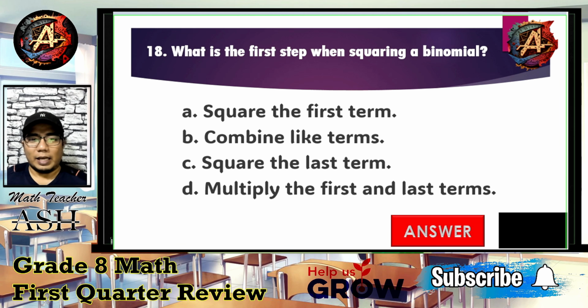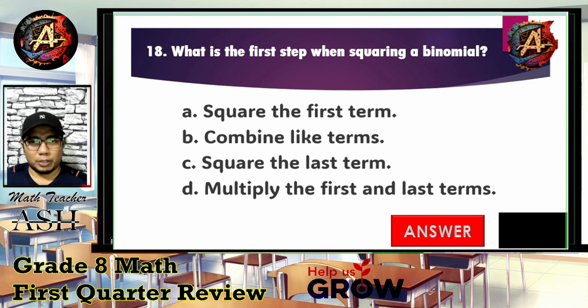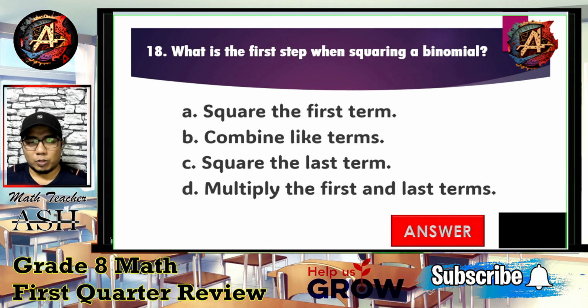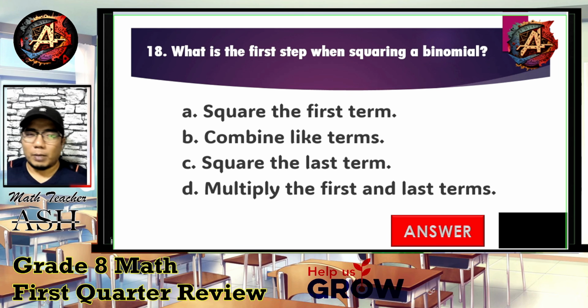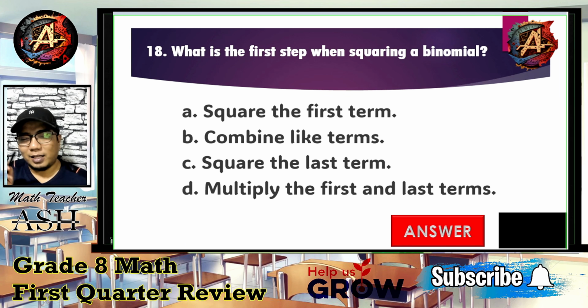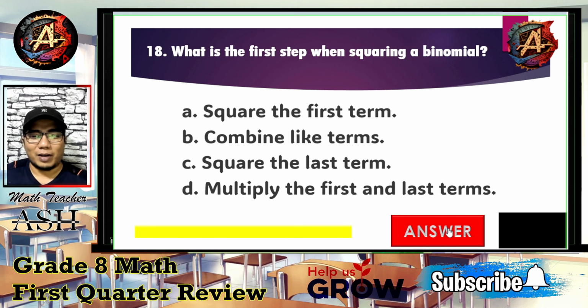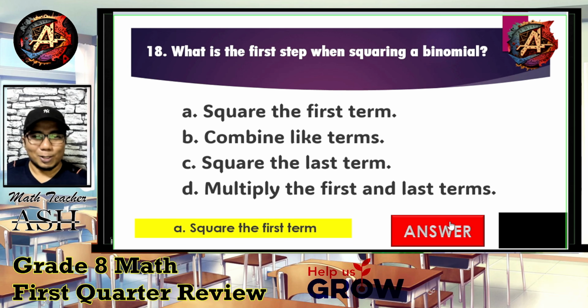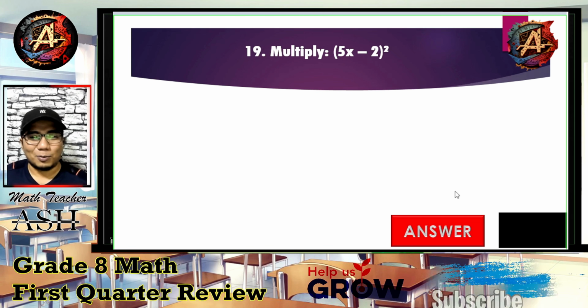Alright, my dear math learners, in this question, it is pertaining to the FOIL method. So when you are squaring a binomial, for example, we have 5m plus 3 times 5m plus 3, which is just the same because when you square a binomial, you multiply it by itself. By doing so, what you need to do is to square first, or to multiply the first term by itself. So technically, that is squaring the first term. That is letter A. Okay, let's check whether we are correct. Okay, now let us go to question number 19. I hope you got that one.